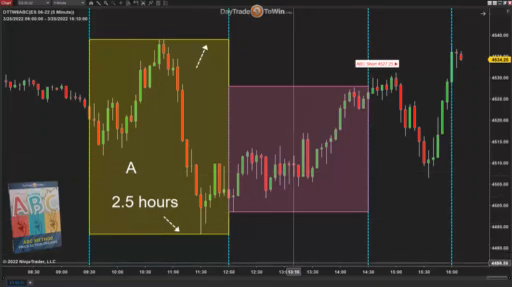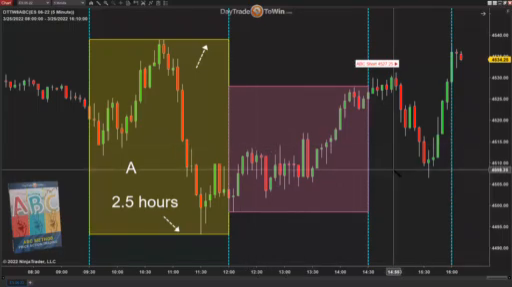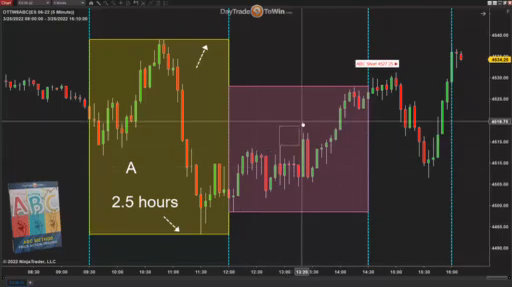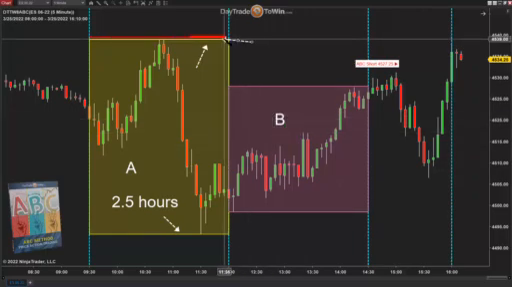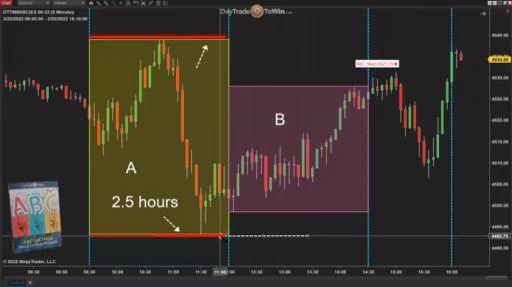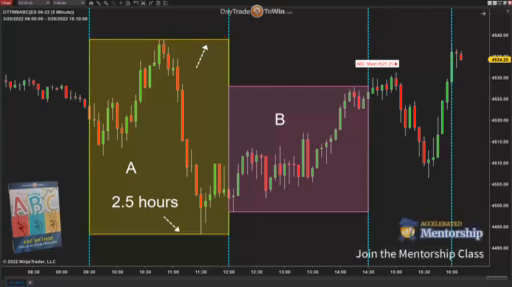So the first rule is that when we get into the next 2.5 hours, which I call the B part of the day, the break above this resistance or the break below this support needs to happen sooner rather than later. And this is a key concept. If it happens at the end of the day, it's no good. It's not the same as looking at a trending day.